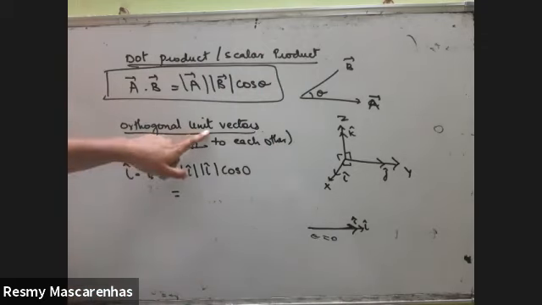In the same way you'll get it for j also. j dot j will be magnitude of j, magnitude of j, cos, and again j with itself will be angle 0. So this will be 1. Cos 0 is 1. The answer is 1. Similarly, k dot k also will be equal to 1.